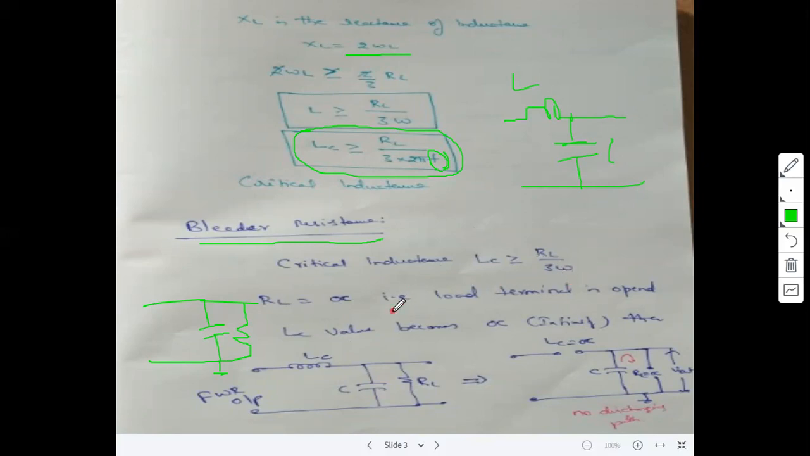Now, sometimes the load may be connected or may not be connected. If the load is not connected, the load is open, RL is equal to infinity. RL equal to infinity means the load is open circuit. Observe here: if the RL value is infinity, or simply we remove the load from the filter output, then by using this expression, LC is directly proportional to RL. When RL is infinity, LC also becomes infinity.